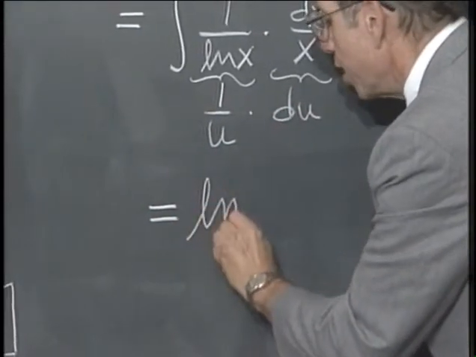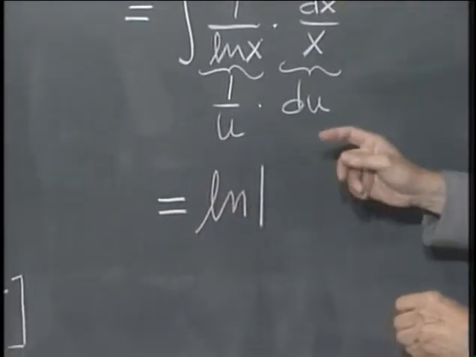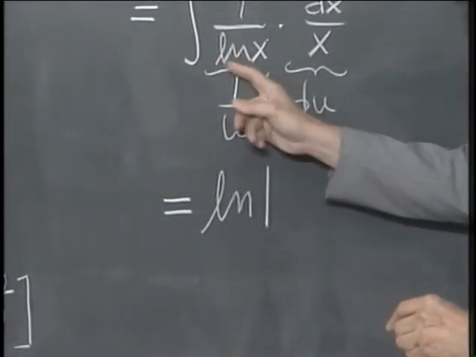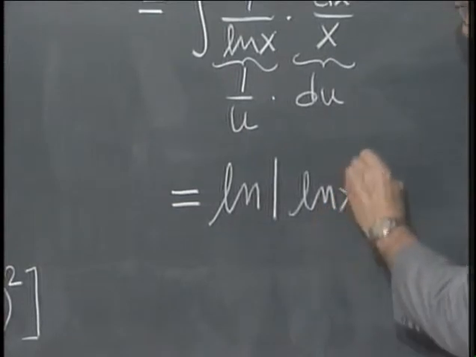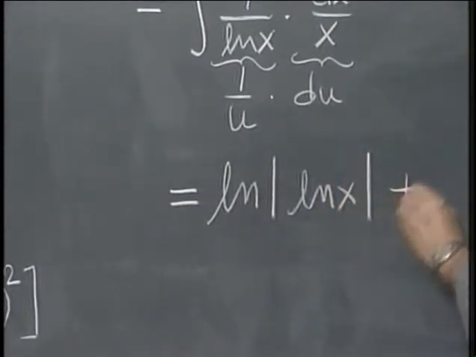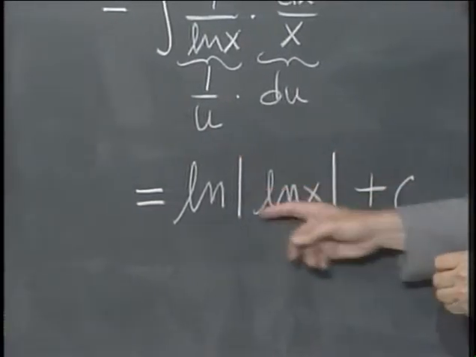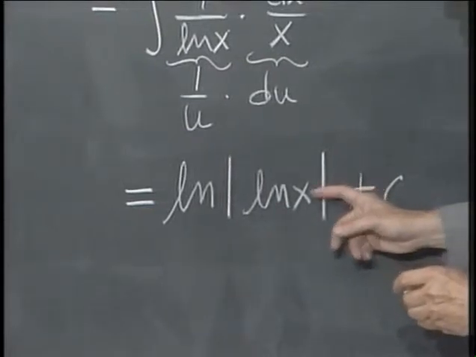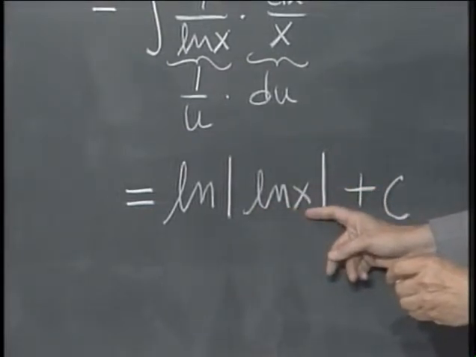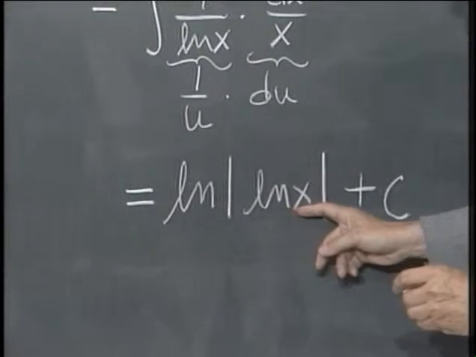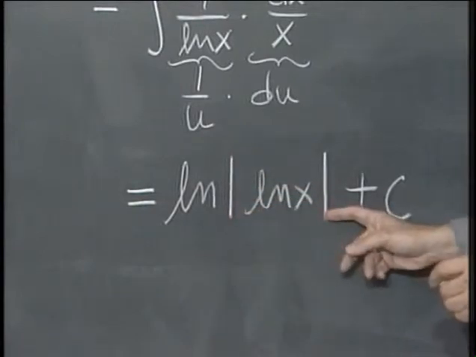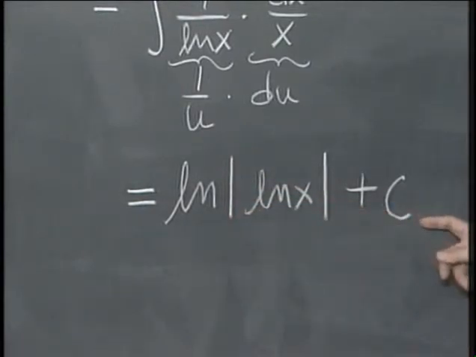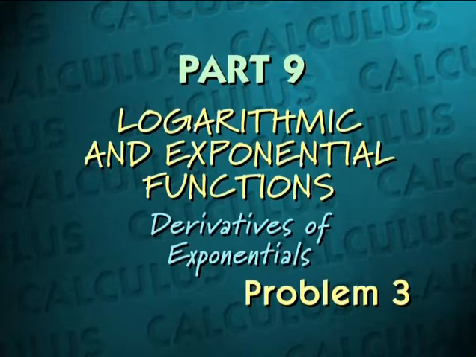So this is the log of the absolute value of u. What did I say u was? U is log of x. So this is the log of x plus a constant. Notice I do have to put the absolute value signs in because the log of x can be a negative number. Whenever x is less than 1, the log of x is negative. This is the log of the absolute value of log x plus c.